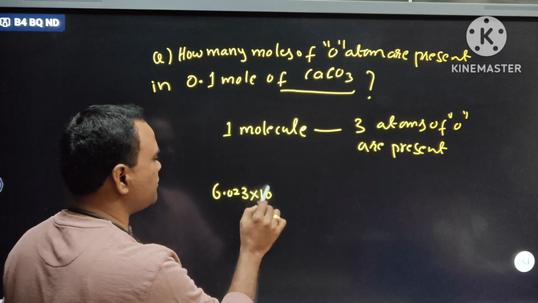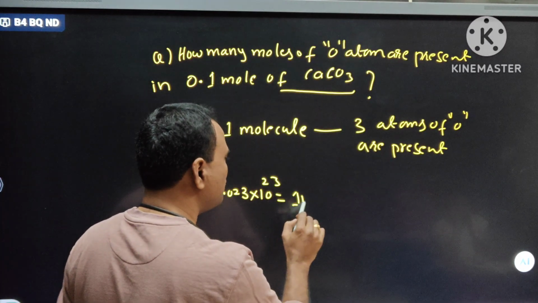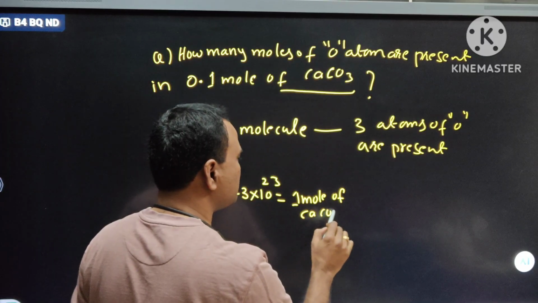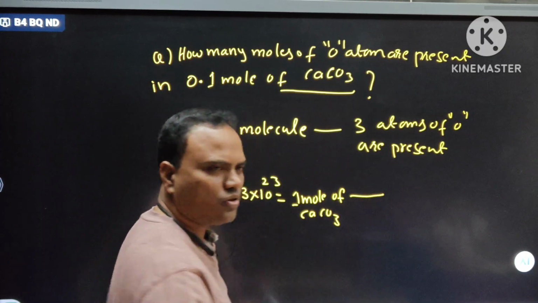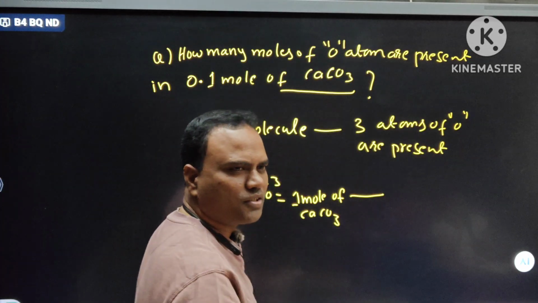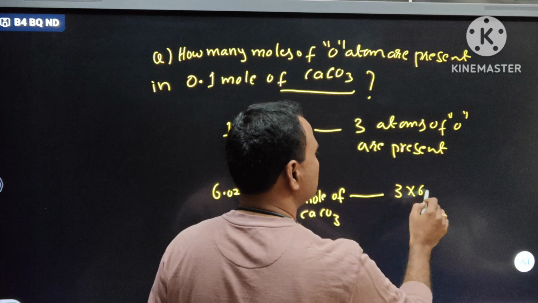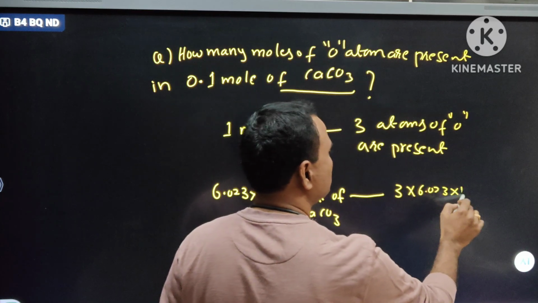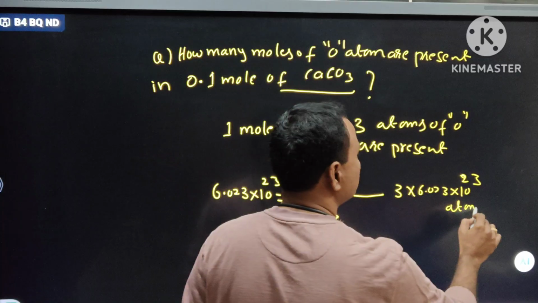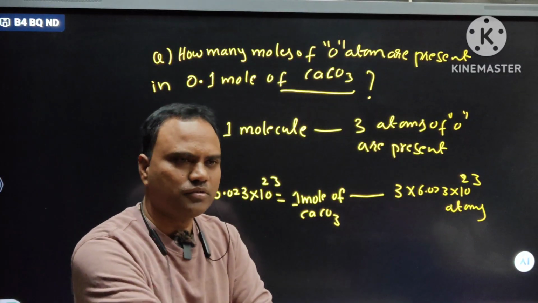6.023 into 10 to the power 23, that is equal to 1 mole of CaCO3. It contains, guess how many? 3 into 6.023 into 10 to the power of 23 atoms. This is general explanation. Okay.